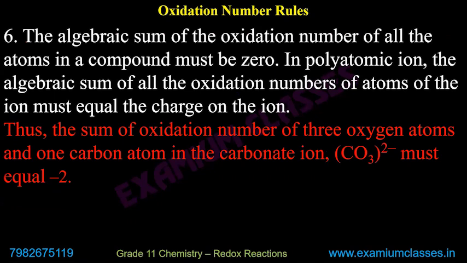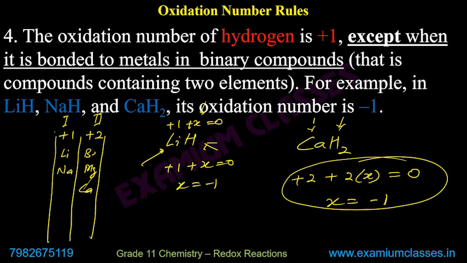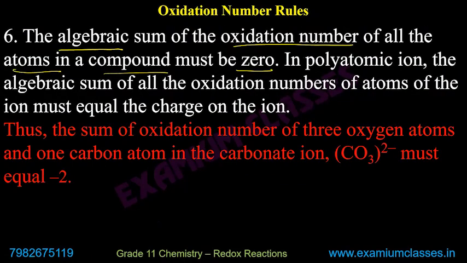6. The algebraic sum of the oxidation numbers of all the atoms in a compound must be 0. This is something we have done already in KO2, etc., and H2O2 when we explained here. The sum of oxidation states will always be 0 because the molecule is neutral. But suppose we are talking about ions, not monoatomic ions but multi-atomic ions, say SO4 2 minus, CO3 2 minus. Then the sum of oxidation states will be equal to the charge on them.